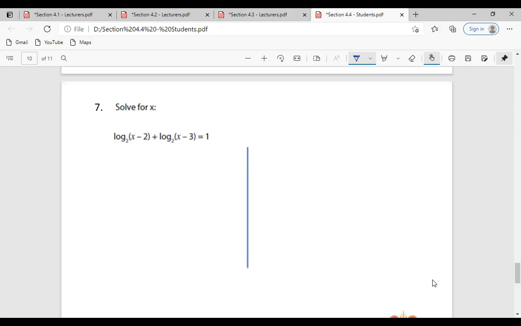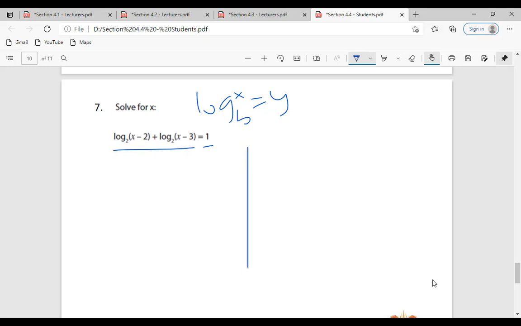First of all, form 1 contains only one log. Form 1 is of the form log of x base b is equal to y. That's the form: one log on the left hand side and a constant on the right hand side. But this equation has two logs on the left hand side and a constant on the right hand side. So I need to make it one log on the left hand side and a constant on the right hand side for it to look like form 1. Then I can apply the corresponding exponential form of form 1 and solve.